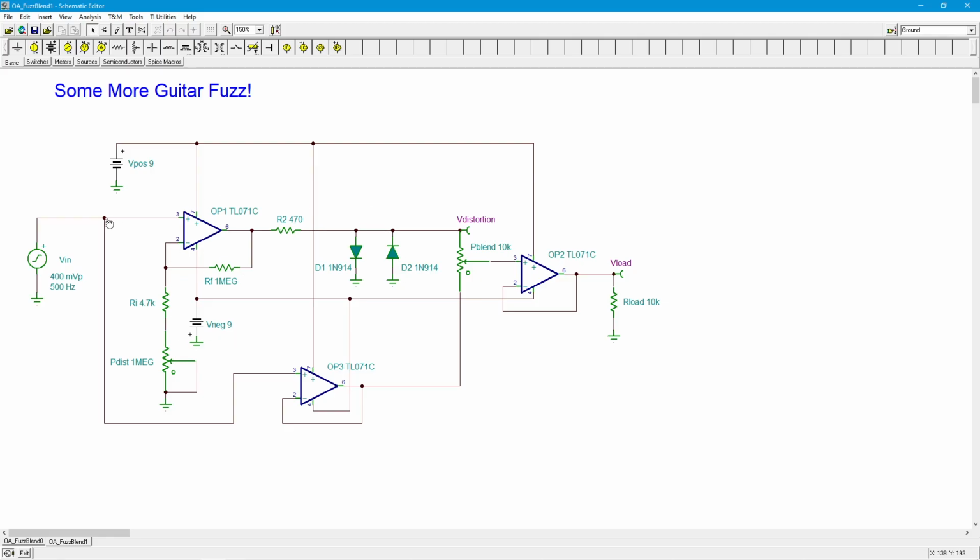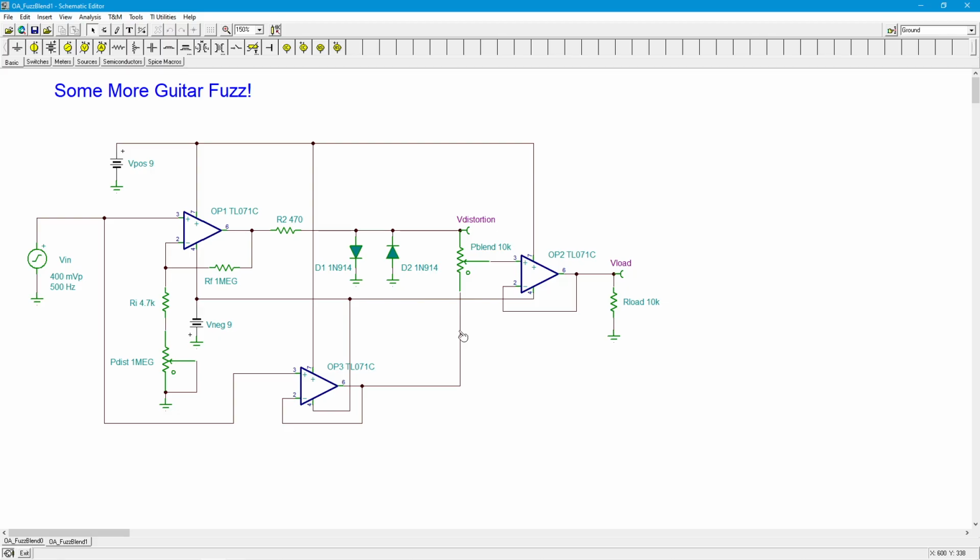What we're going to do instead is take some of the original input signal and run it through a buffer, and I'll explain why I have a buffer here in just a sec. But we're going to take that and run it into this pot, which then feeds the output buffer. Because this is a unity gain buffer, right here is whatever the input signal is. So you've got the input signal here, and you've got the distorted signal over here.